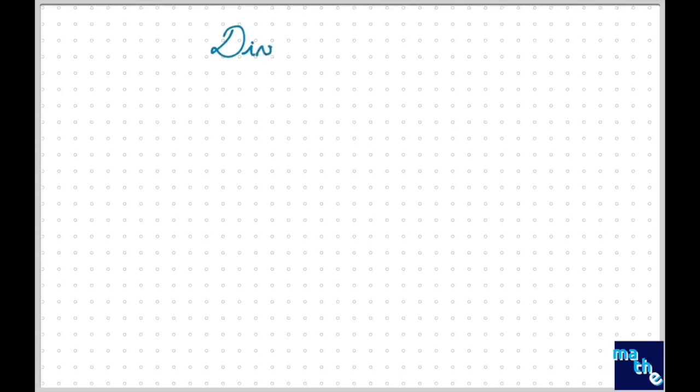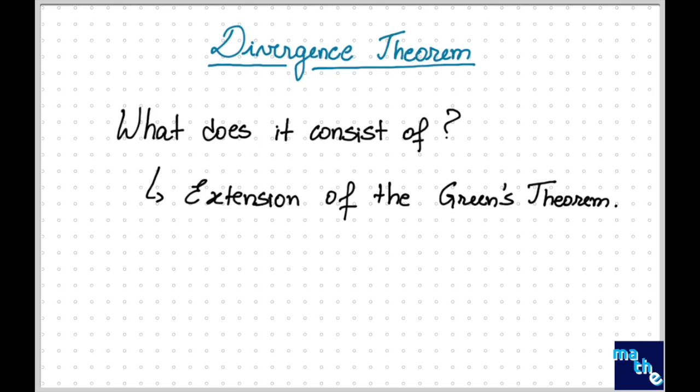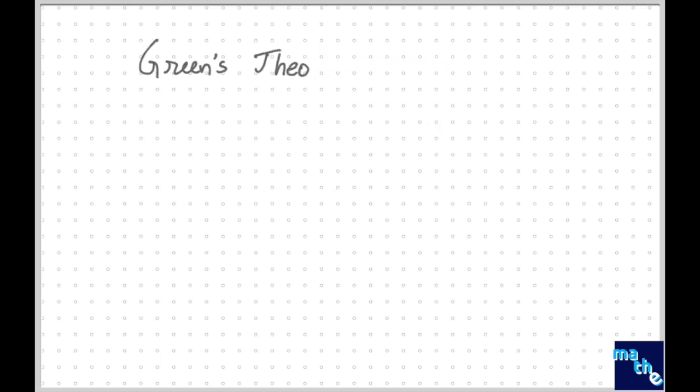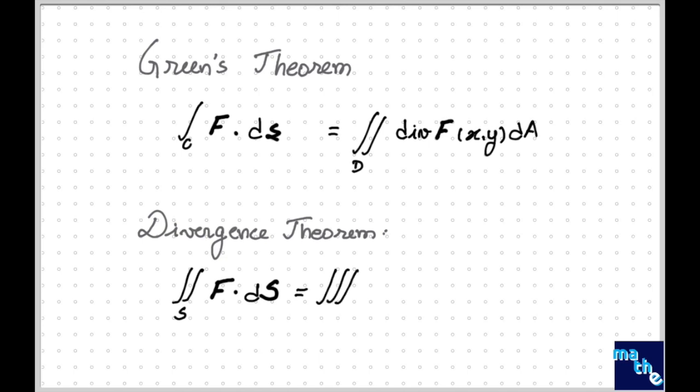Hi, today we are going to discuss the divergence theorem. So, what does it consist of? Conceptually, this theorem can be seen as an extension of Green's theorem. They are similar since both of them allow us to determine the flux across the boundary of a certain region, and for that, using a derivative function, which in this case is the divergence of f.